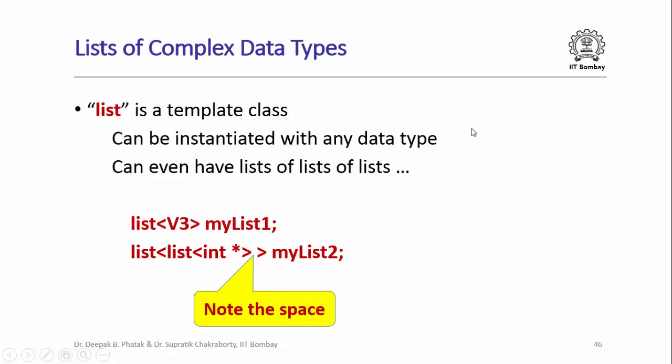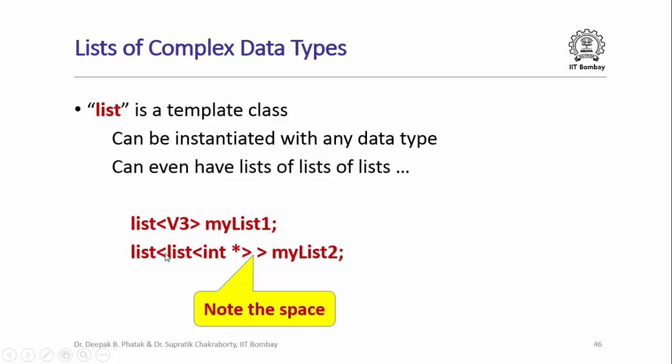Now so far we have actually seen lists of simple data types like strings or integers, but the list class is really a template class and it can be instantiated with any data type. I can even have lists of lists of lists, and you can continue as long as you want. So for example, here is a list being declared, which is a list of the three-dimensional vector class V3 that we had studied earlier. Here is another list named mylist2, which is a list of integer pointers. So note that I have used a list itself to instantiate the data type of a list.